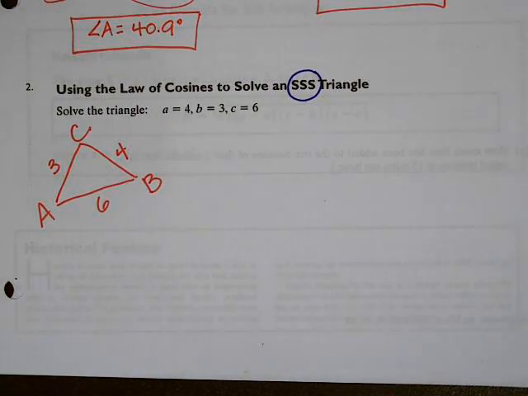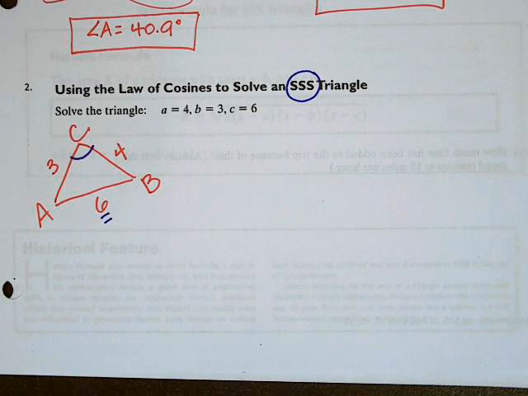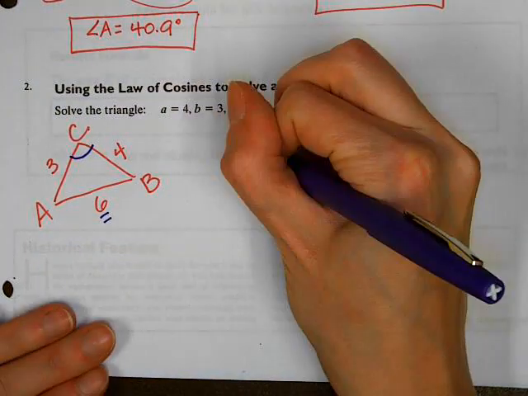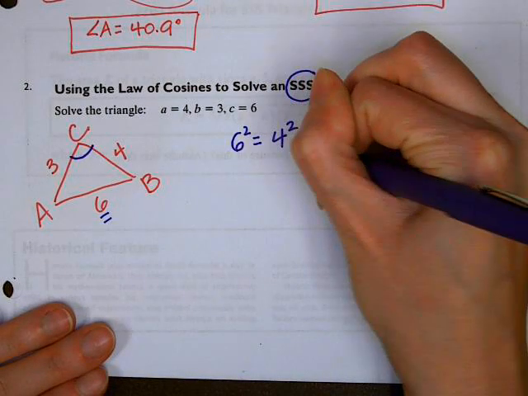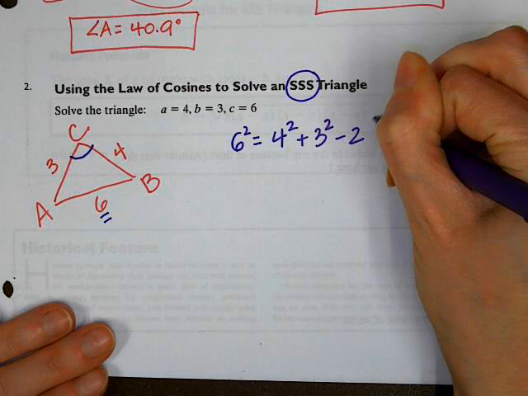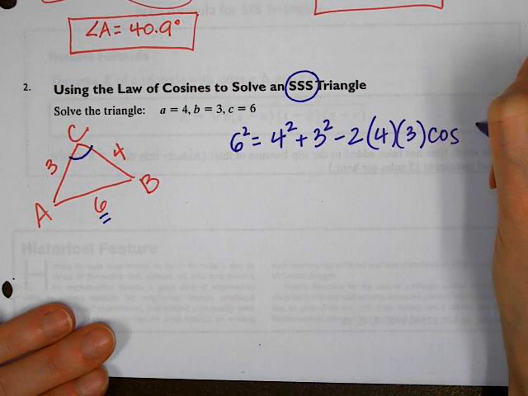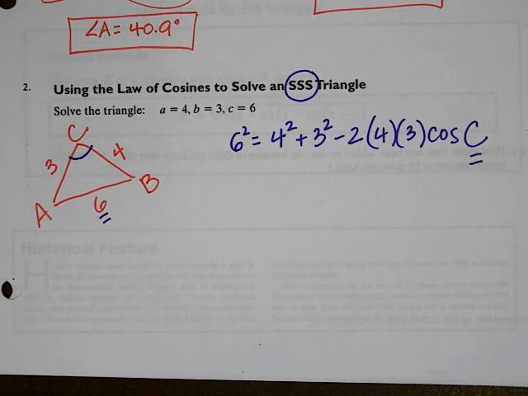So I always like to find the biggest one first. So I'm going to try to use the C formula again. Okay, but this time we have the side. So it's going to be 6 squared equals A squared plus B squared minus 2 times A times B times cosine of C. So this time we're trying to find an angle.